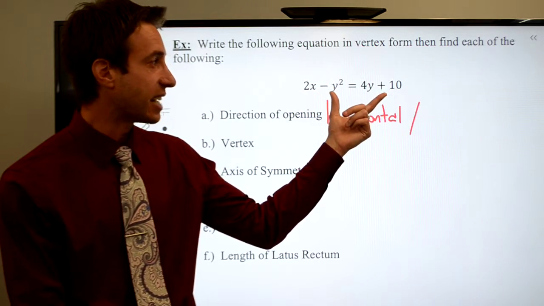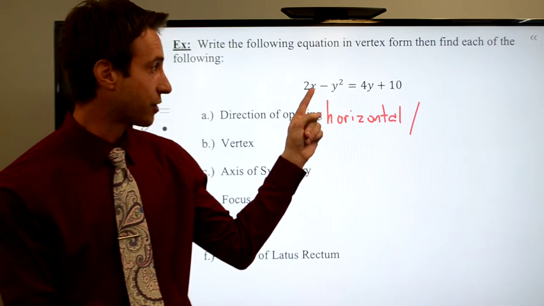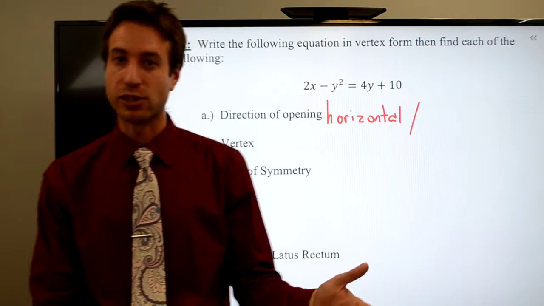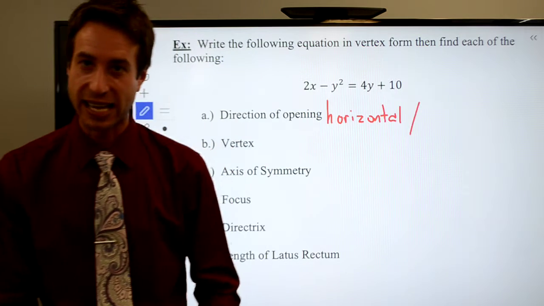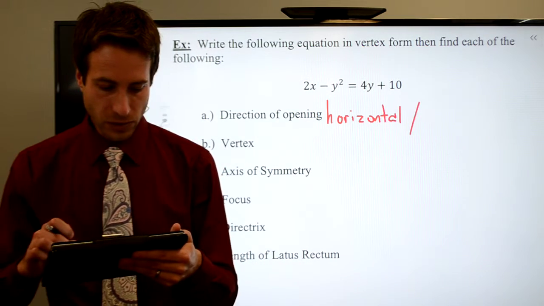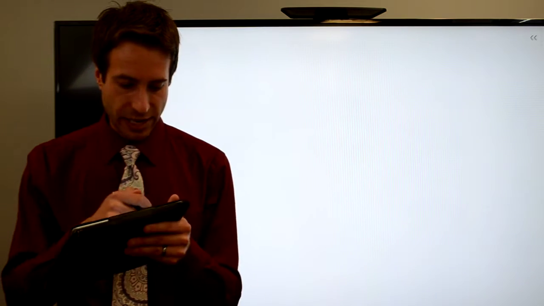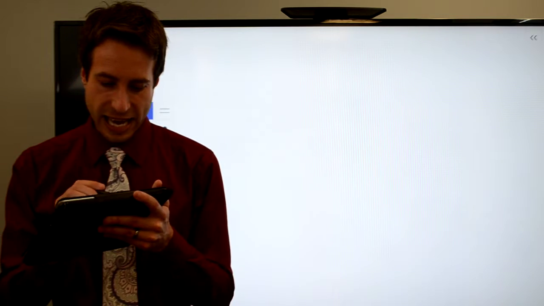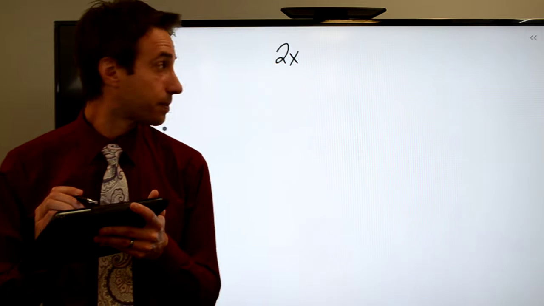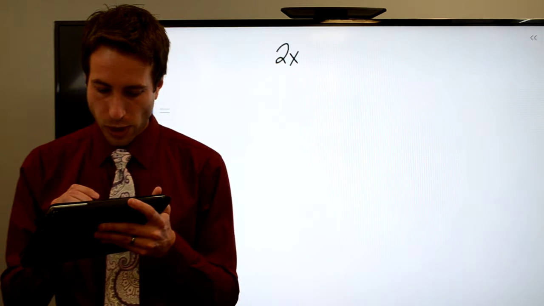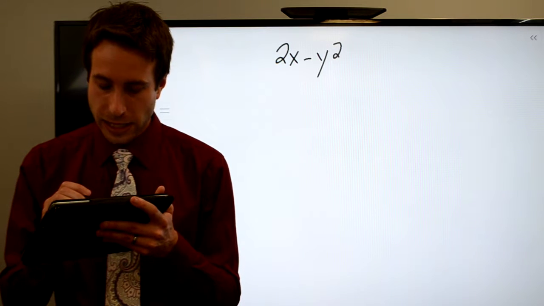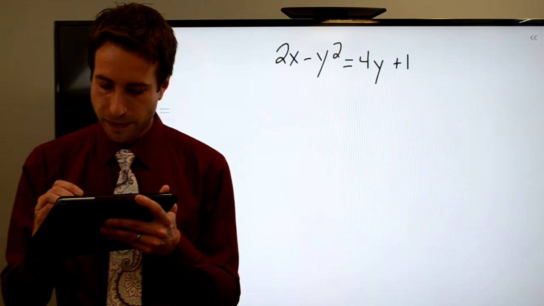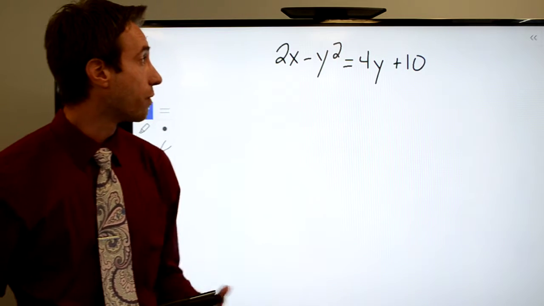This will be in standard form. It's not written in standard form yet. I'll have to solve for x, which we'll do down here. And then I'll need to complete the square to get a, h, and k. So here we go. Let me rewrite the problem for you right down here, and let's get some more practice with completing the square. The equation I gave you was 2x minus y squared is equal to 4y plus 10, and we need to go ahead and solve this for x.